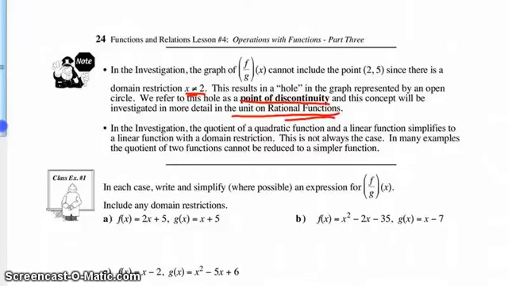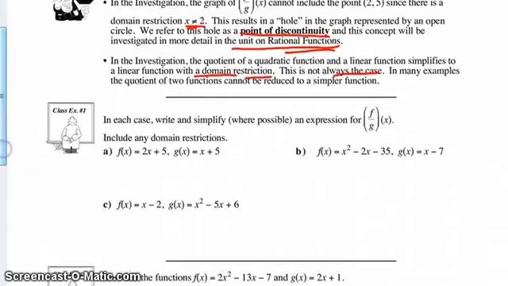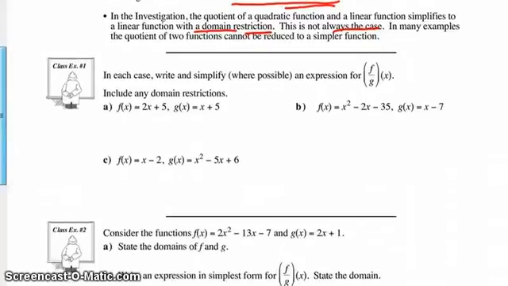non-permissible values. In this investigation, the quotient of a quadratic function and a linear function simplifies to a function with domain restrictions, but this doesn't always happen. There's lots of interesting cases that we'll discuss when we do rational functions. And now investigate and simplify examples 1 and 2. Write and simplify where possible, so you can pause the screencast and give these a try.